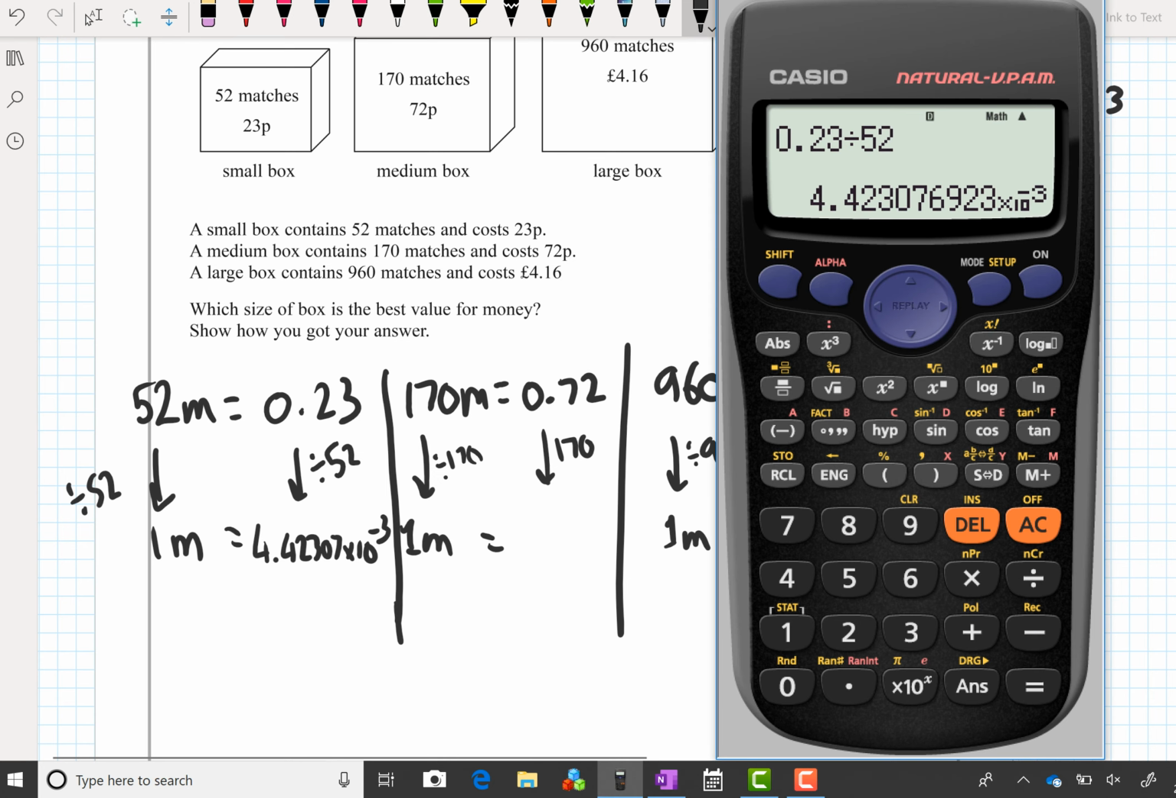0.72 divided by 170. Sorry, I'm trying to be fast, got things to do. 4.235. And that one on the left, we said, I'll put that to 5 decimal places, do the same here. 4.23529.